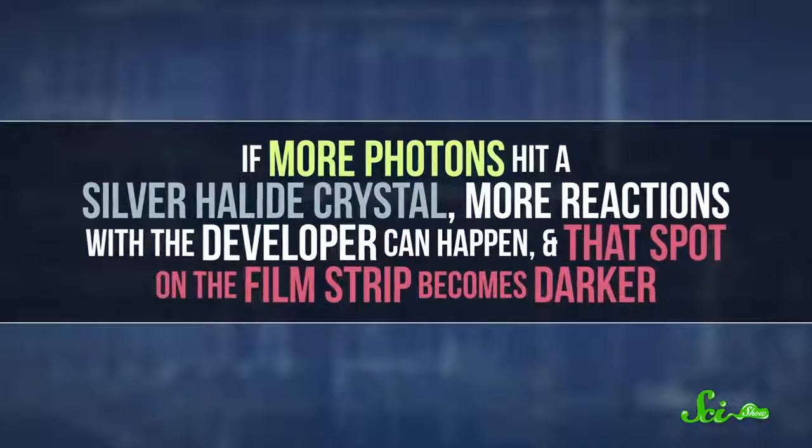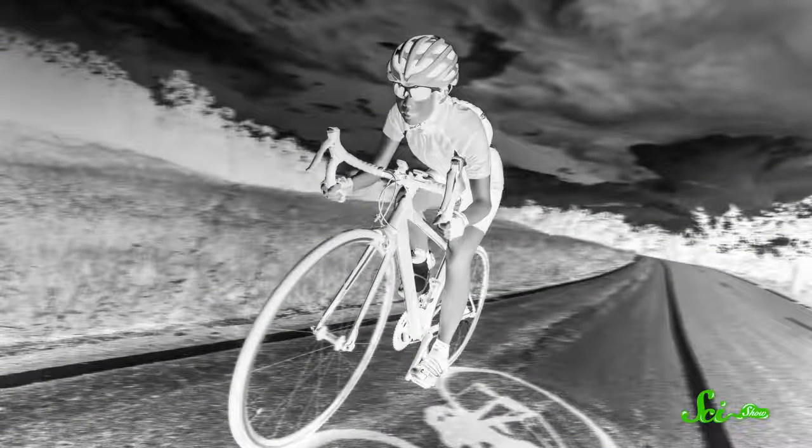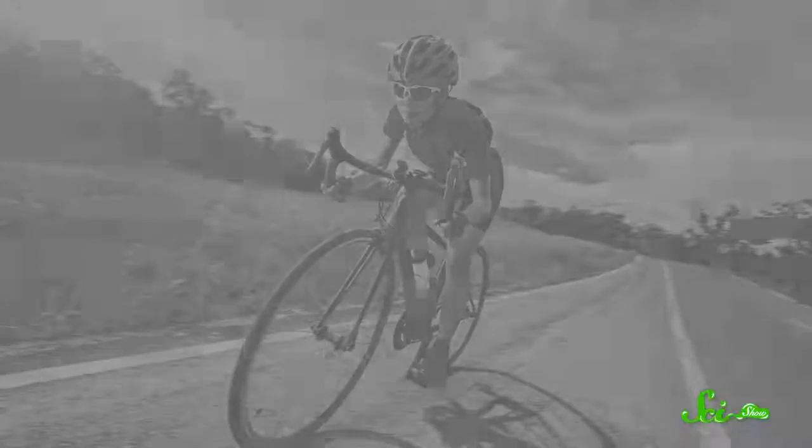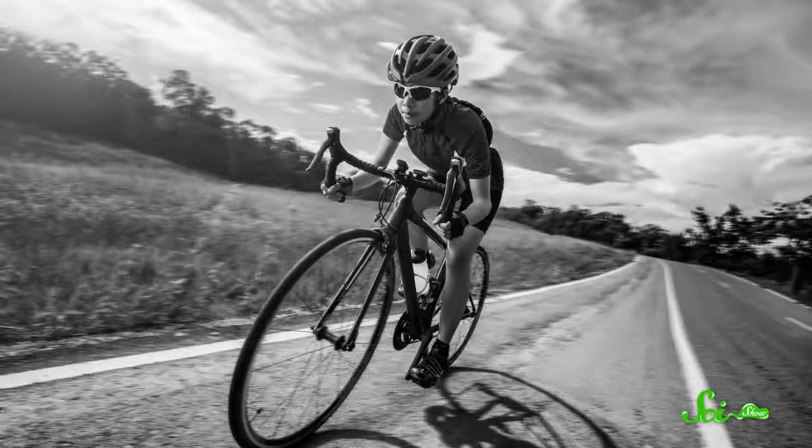If more photons hit a silver halide crystal, more reactions with the developer can happen, and that spot on the film strip becomes darker. Now, generally, when you take a picture, your image will have brighter areas and darker areas. There's more light coming from the sky into your camera lens than from a shadow under a tree. And the more light that hits the film, the more metallic silver you get after it's developed. So that part of the image will look darker. Basically, shadows will look bright, and highlights will look dark, because the light and dark information has been reversed. We call this a negative image.